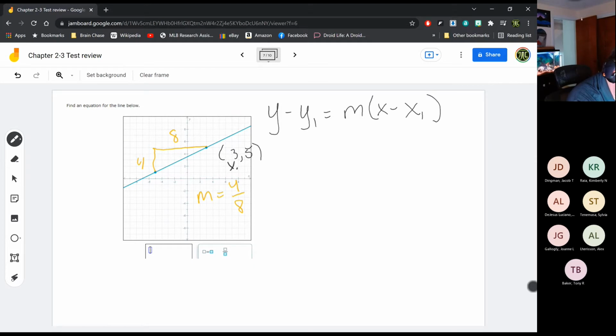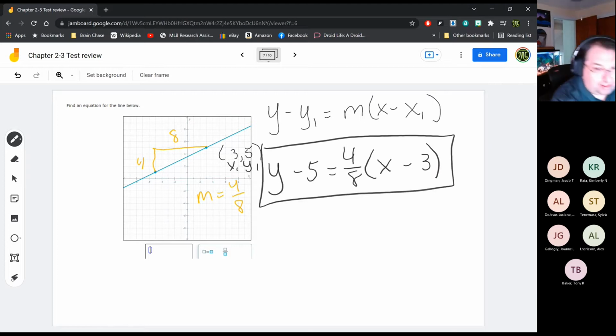And then that would be my x1 and my y1. So now I can just plug into my equation. So y minus 5 equals 4 over 8 times (x minus 3). And that's my answer. You do not have to go any further than that. You can leave it just like that.